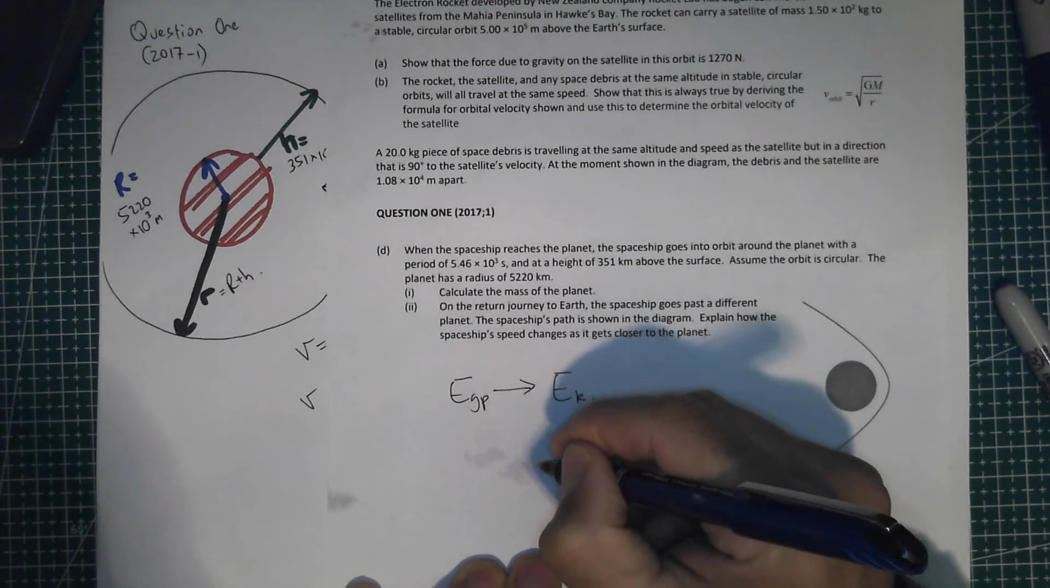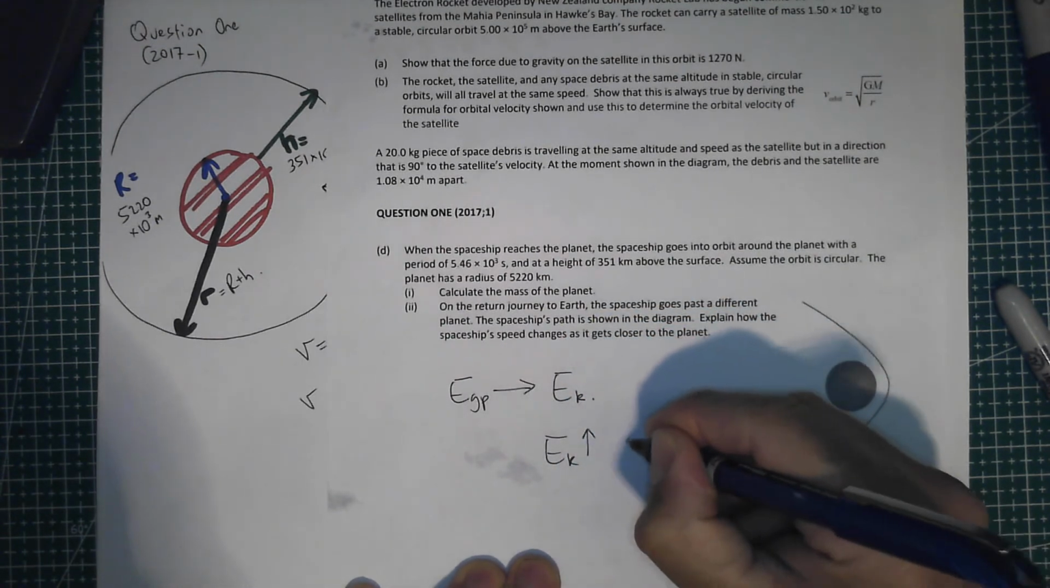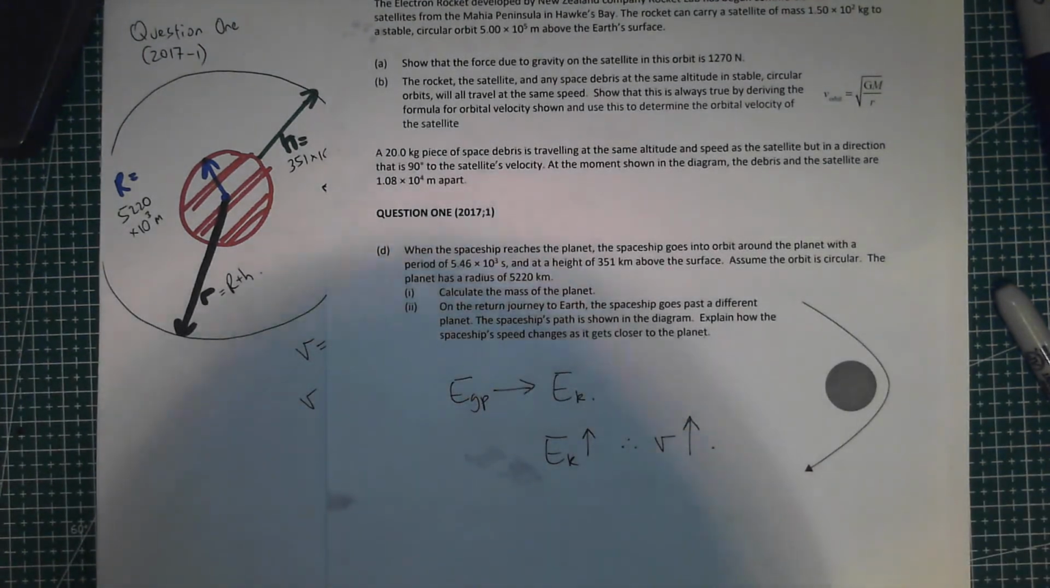So since the kinetic energy goes up, that means the velocity of the spaceship must also go up. And that's it for this one. On to the next question.